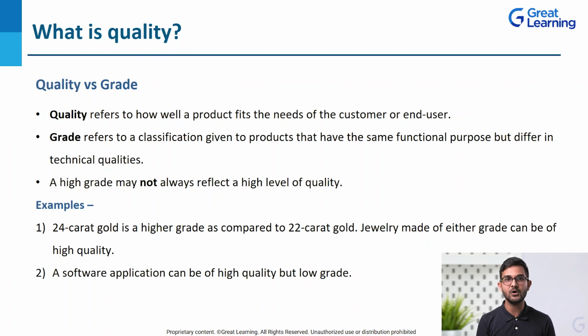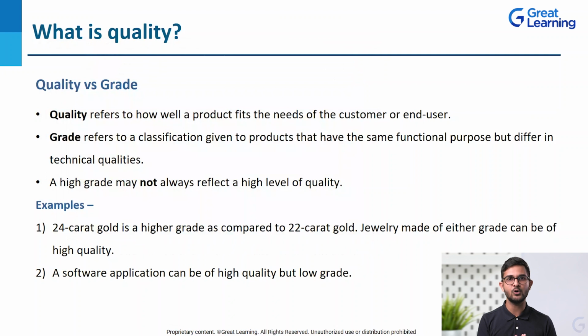But when you talk about grade, it refers to the classification given to products that have the same functional purpose but differ in technical qualities. A high grade may not always reflect a high level of quality. Again, I have written two very simple examples. 24 karat gold is a higher grade as compared to 22 karat gold, but jewelry made of either grade can be of high quality. Now that is very important to understand.